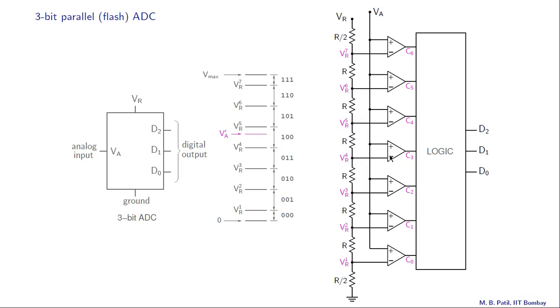So the output of this comparator, which is denoted by C3, is going to be 1 in this case, because VA is greater than VR4. C2 also is going to be 1 because VA is also greater than VR3, and C1, C0 are also going to be 1. On the other hand, C4 is going to be 0 because VA is less than VR5, and also C5 and C6 are going to be 0. So we have 0, 0, 0, 1, 1, 1, 1, and now we have this logic which can figure out what combination this situation should correspond to, and the output of this logic is D2, D1, D0. That is our ADC output. So that is how this parallel or flash ADC works.